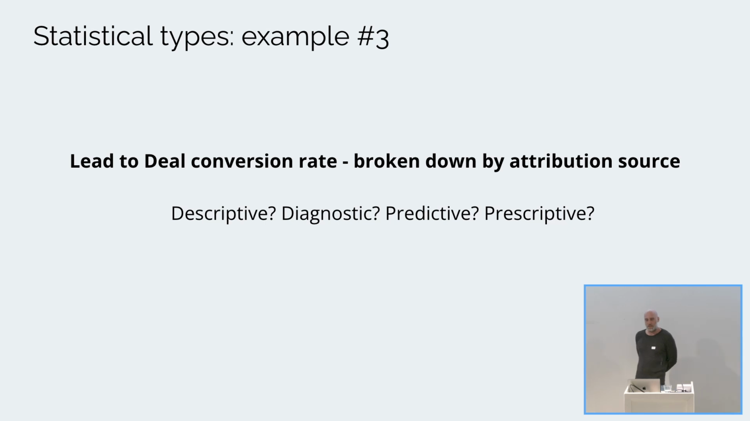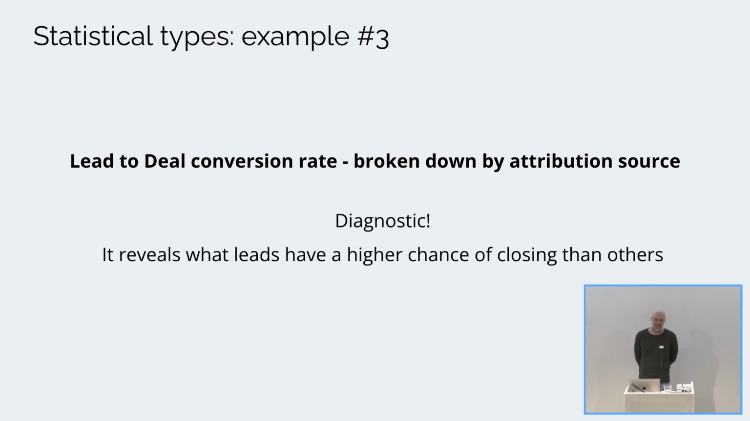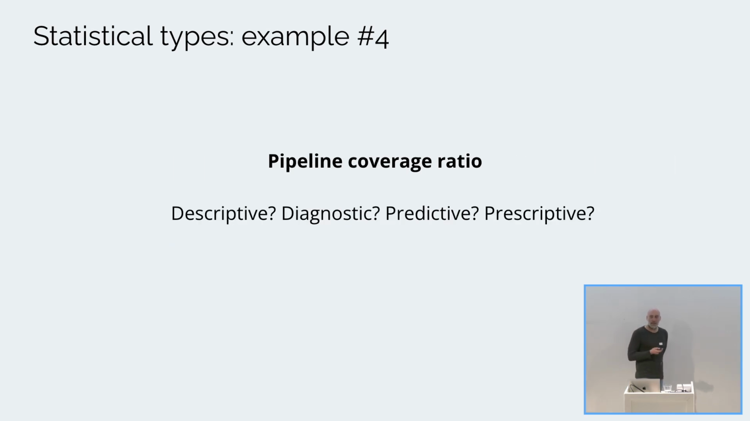Then this one, if we add the attribution source, so where does a lead come from? For example, is it a hand raiser, outbound, or whatever? Diagnostic. Diagnostic? Because you have more context. Right. Now we might understand that a hand raiser lead probably has a higher conversion rate than outbound leads. It's an obvious one, but still it's important to understand that. So if we add context, then suddenly we do get diagnostic data.